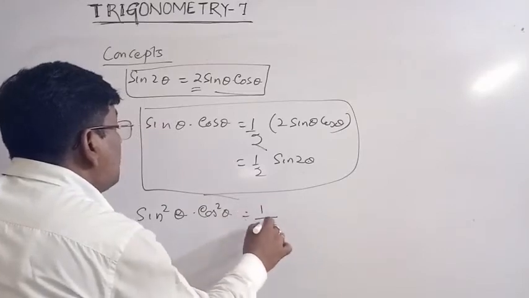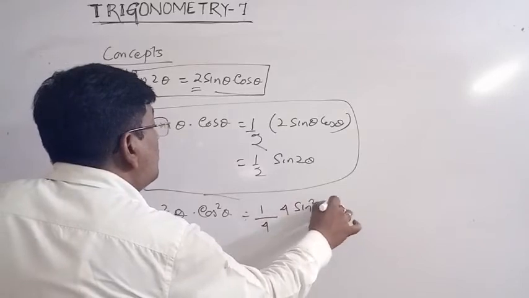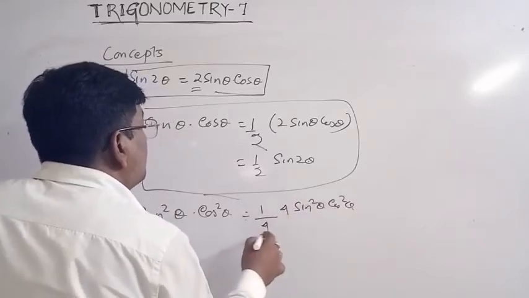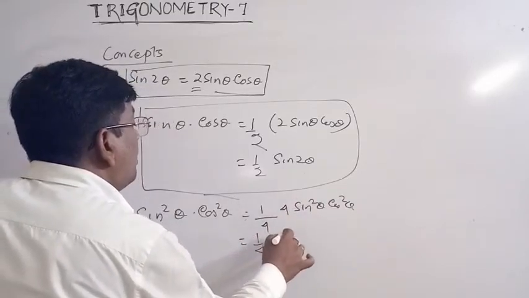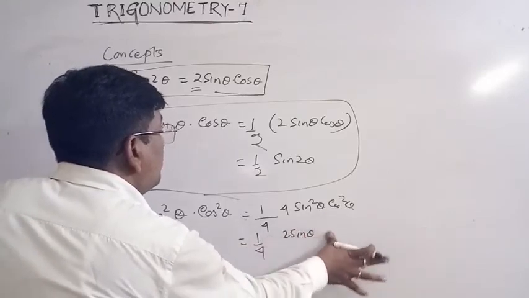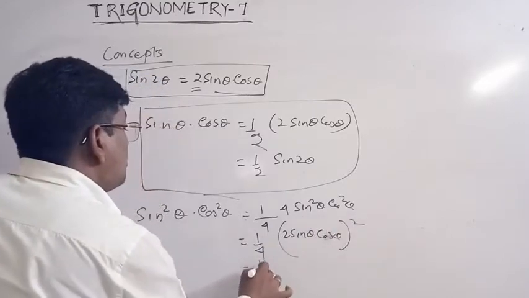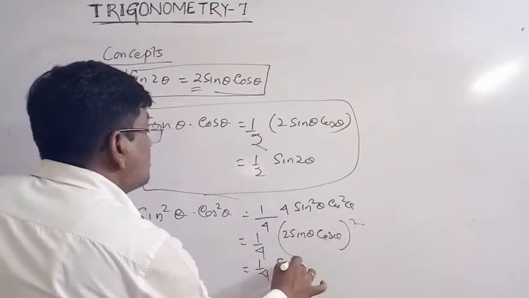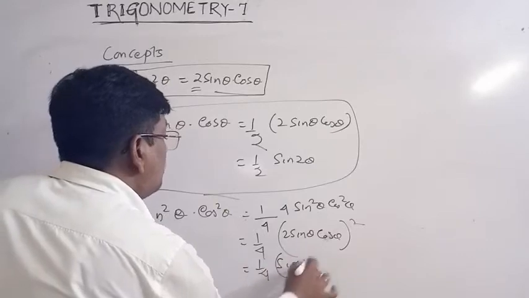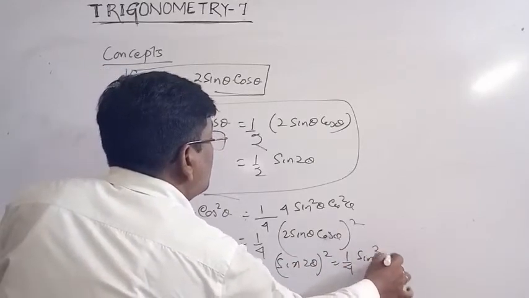Into 1 by 4 into 4 by 4 sin square theta into cos square theta. So this is equal to 1 by 4 into (2 sin theta cos theta) whole square. So this is equal to 1 by 4 into (sin 2 theta) whole square. So this is 1 by 4 into sin square 2 theta.